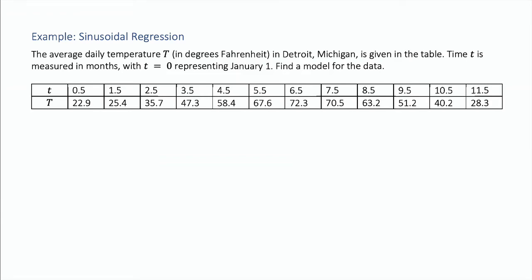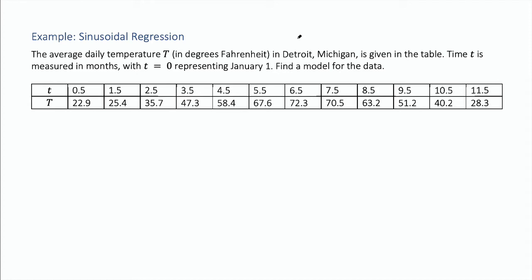Sometimes you have data, just numbers, and you know that it's cyclical in its behavior, but you don't have the function and you want to find it. And so we can do a regression. We can do a sinusoidal regression. So here's an example. The average daily temperature in Detroit, Michigan, time t is measured in months, where t equals 0 represents January 1st. And we want to find a model for this data here.